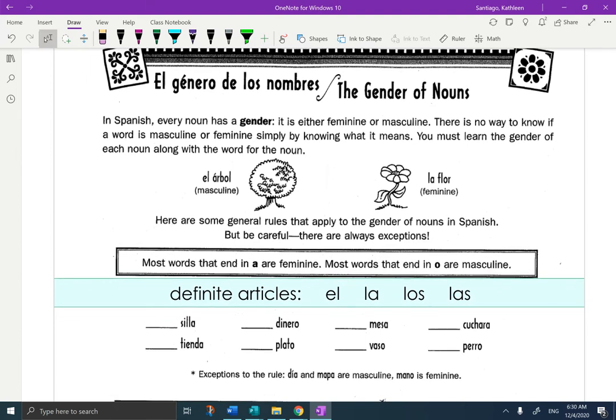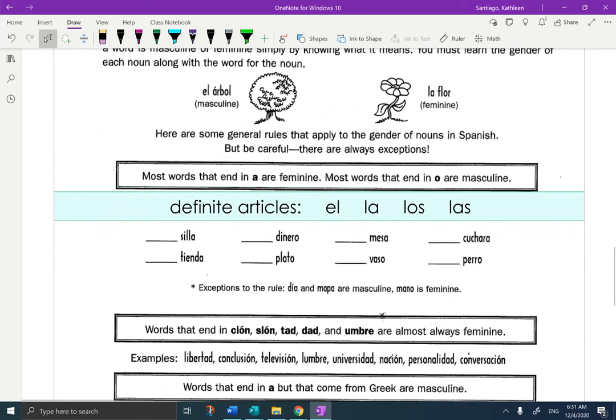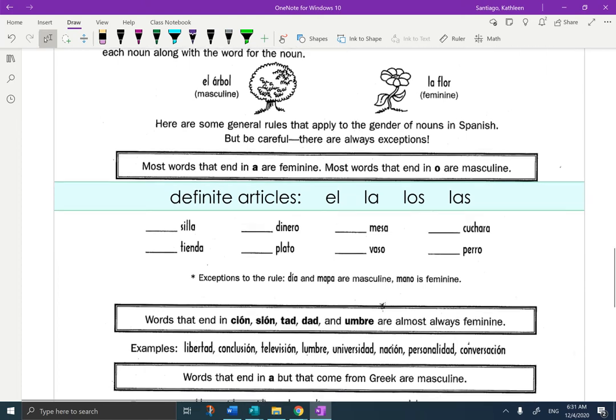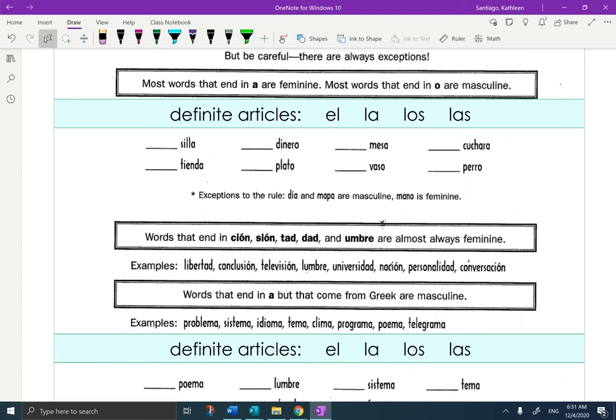In Spanish, every noun has a gender. It is either feminine or masculine. There is no way of knowing if a word is masculine or feminine simply by knowing what the word means. You must learn the gender of each noun along with the word for that noun. This is what I was saying. You really should learn it as part of the vocabulary word. El árbol, the tree, masculine. La flor, feminine, the flower. There are some general rules that apply to the gender of nouns in Spanish, but be careful, there are always exceptions to every rule. Most words that end in A are feminine. Most words that end in O are masculine.